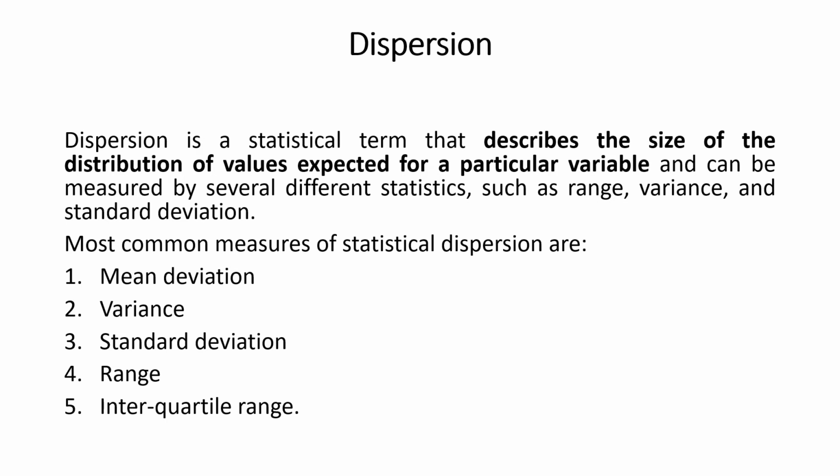Variance. The standard deviation is an absolute measure of dispersion. The corresponding relative measure is known as coefficient of variation. This coefficient of variation is used in such problems where we want to compare the variability of two or more than two series.